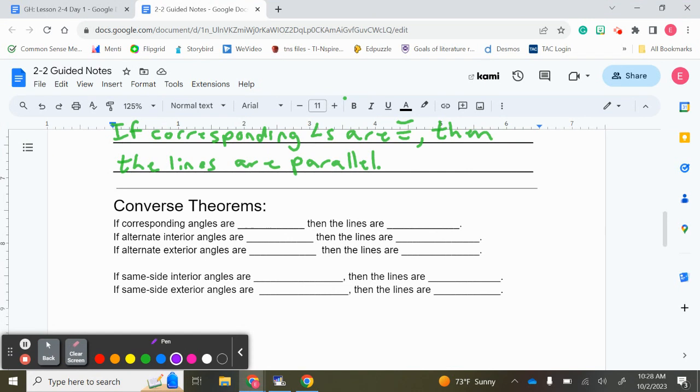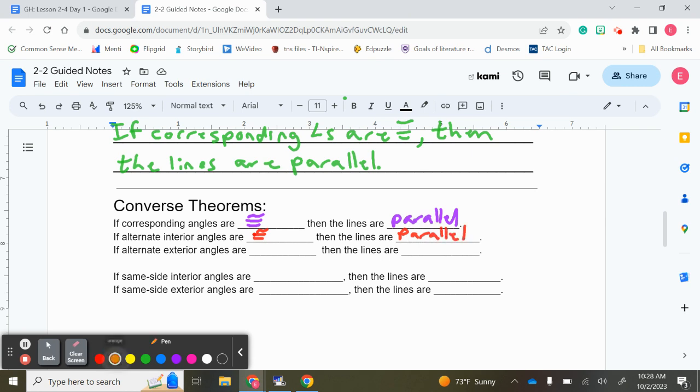So in this case, we're going to talk about the converse theorem. It says if corresponding angles are congruent, then the lines are parallel. Alternate interior angles are supposed to be what? Congruent or supplementary? Close. Which one is it instead? Congruent. Then they are parallel.